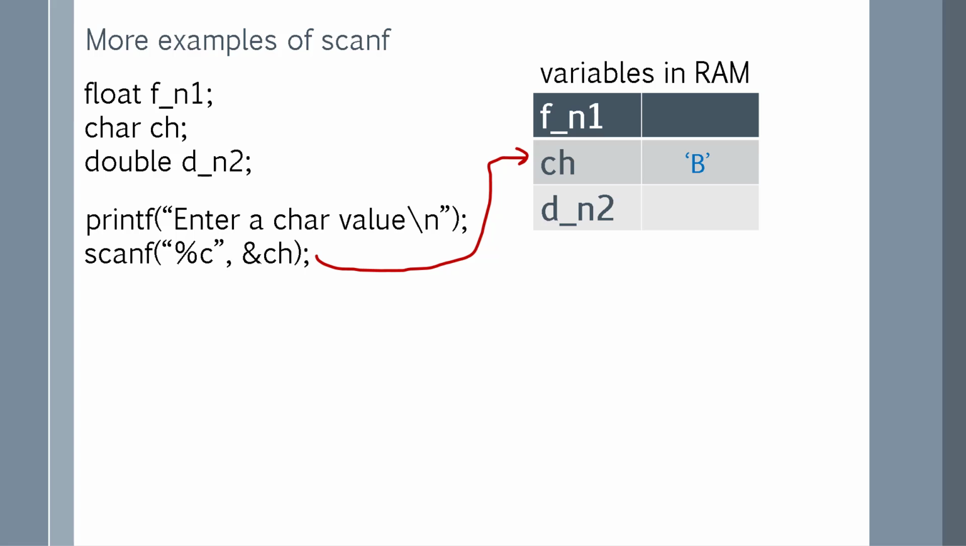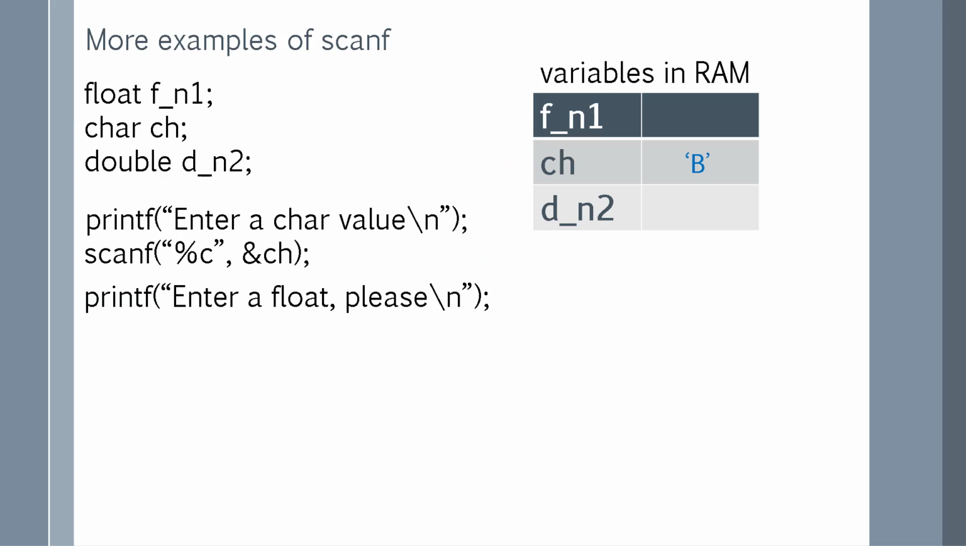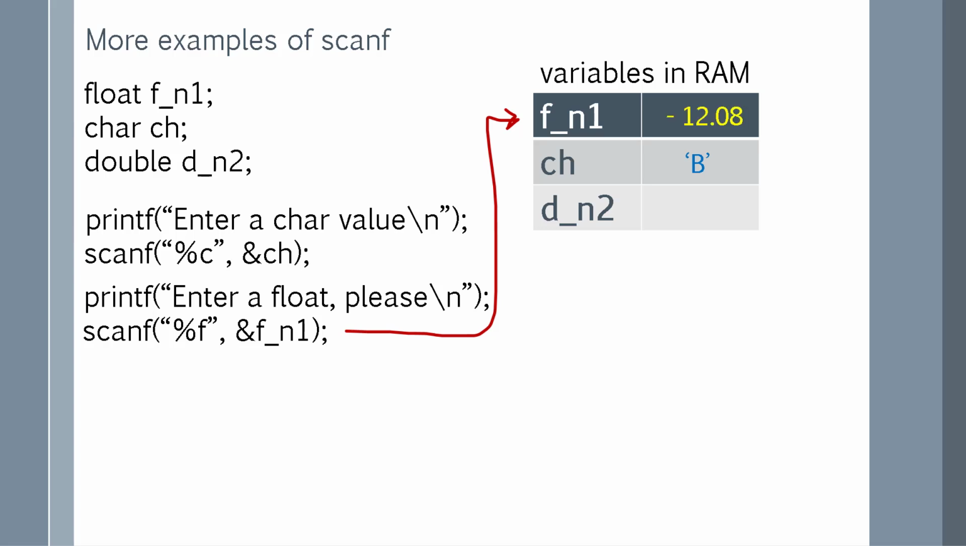Then we'll ask the user for a float and let them type in their value. This scanf says we're getting float input from the keyboard and storing it at the address of our float variable. So the computer goes to the address of the fn1 variable and stores the input. In this example, let's say the user entered -12.08 and then pressed enter. The input would get stored into the variable's memory space.